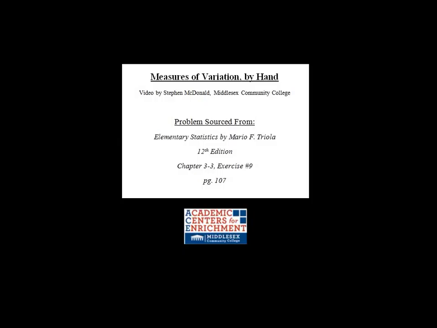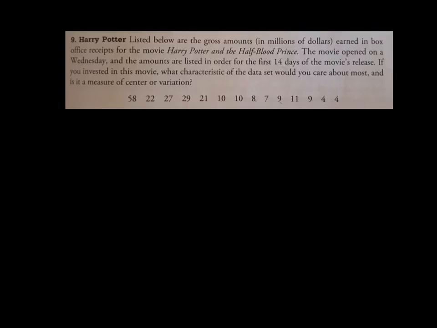Hi everyone, this video is about measures of variation, and the problem that we're using the data from is from Elementary Statistics by Mario F. Triola. It's found on page 107 and it's exercise number 9. So our problem talks about the gross amounts earned by some Harry Potter movie. So we've got our raw data here and we're going to calculate some measures of variation from it.